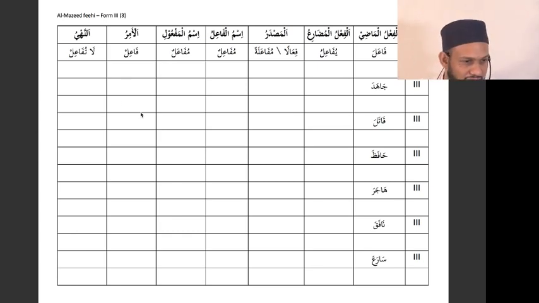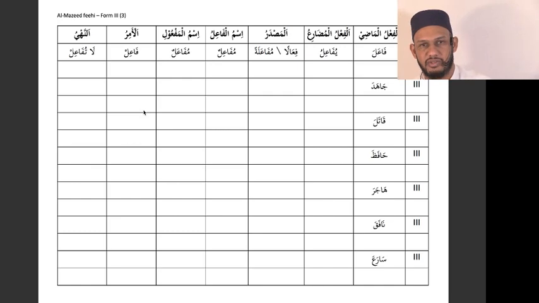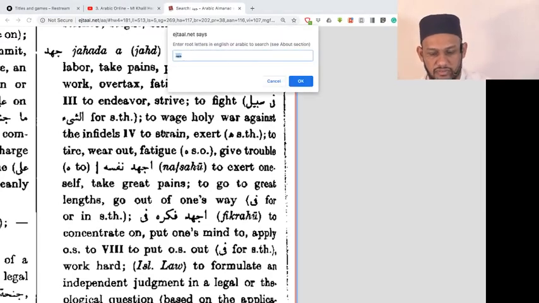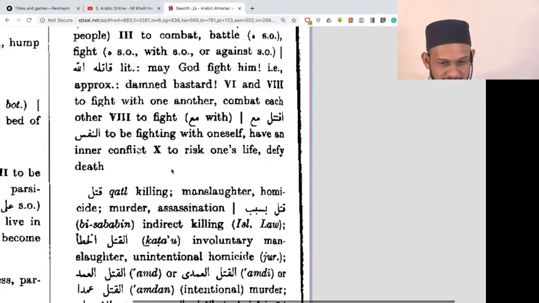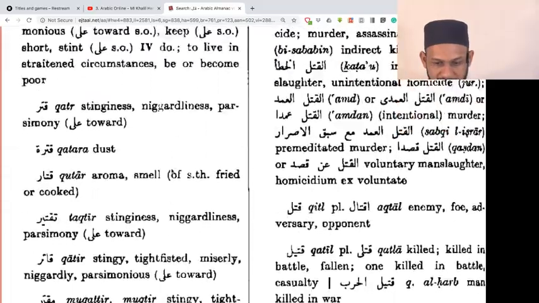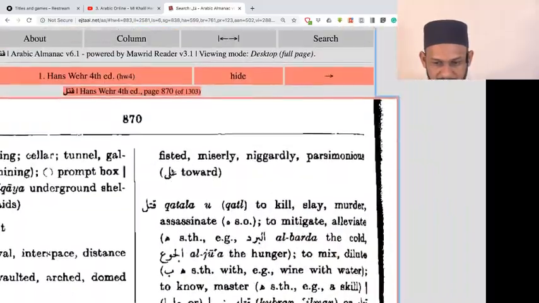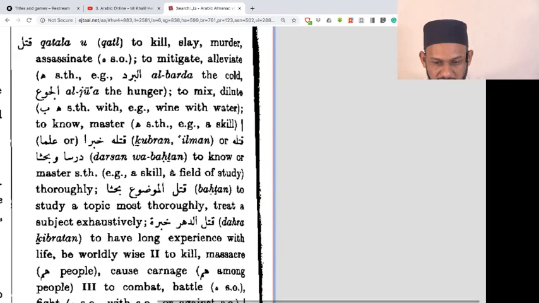You all with me? Bismillah. So we're doing the third verb. Qatala. The word qatala. Let's go to qatala. We see the word qatala there.